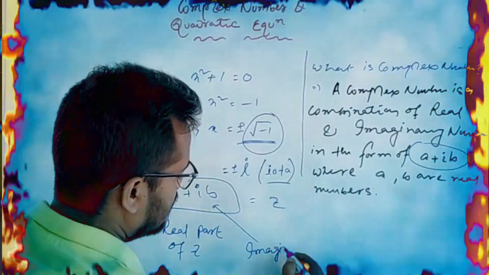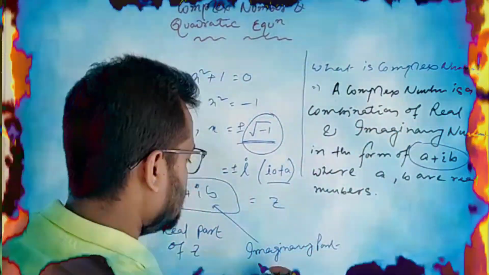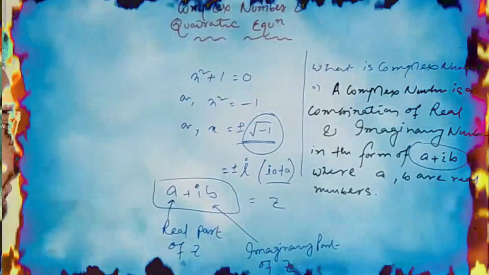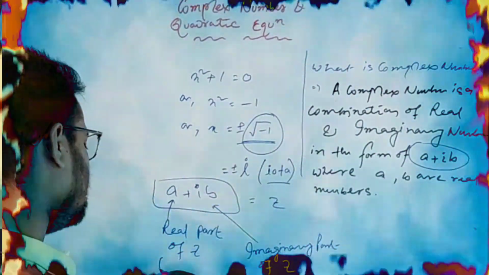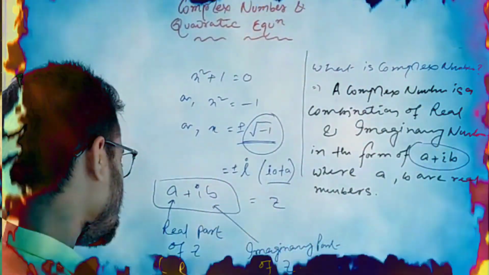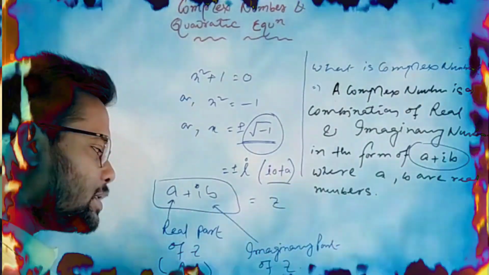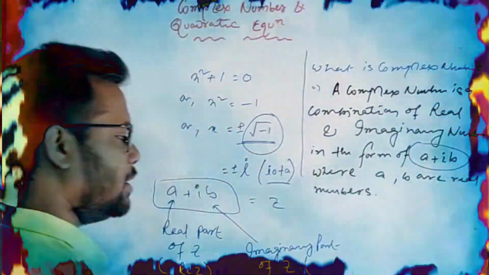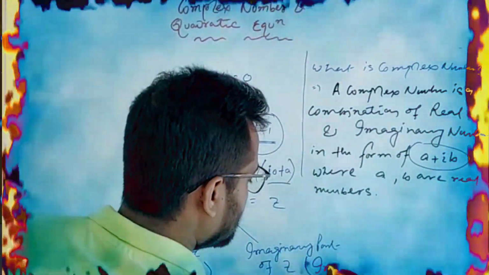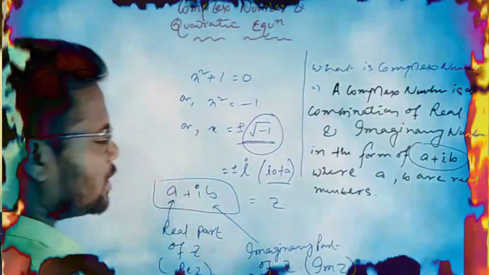Imaginary part of z. And this real part is expressed by Re z for the complex number z, and the imaginary part is written as Im z for the complex number z.